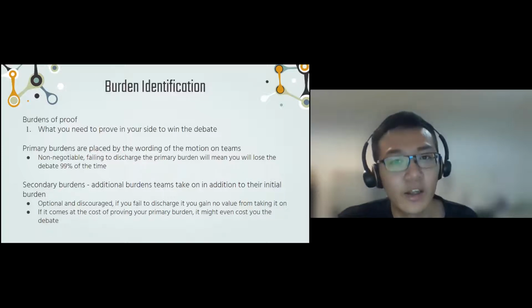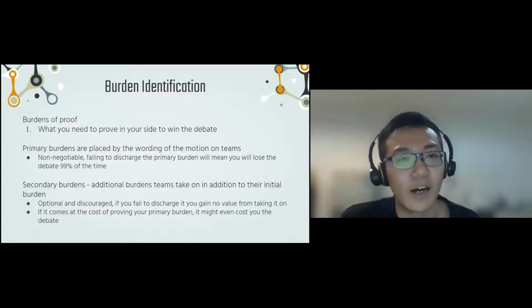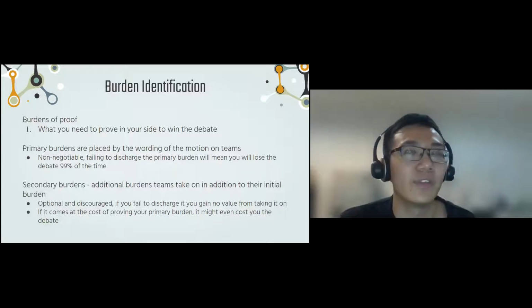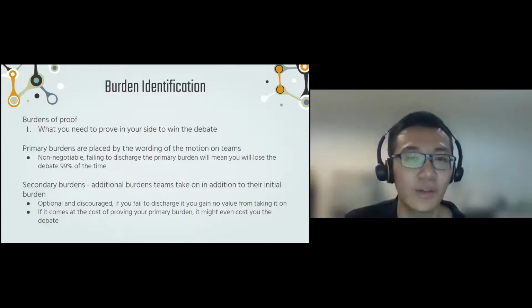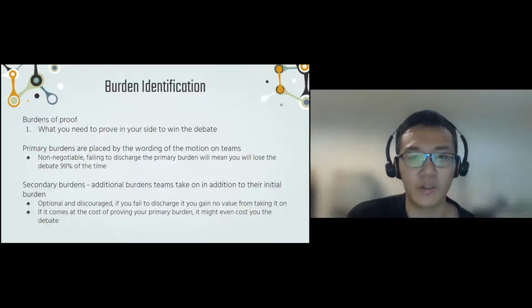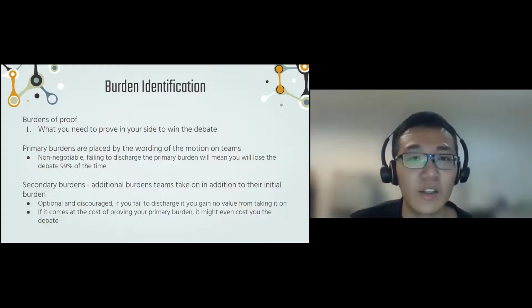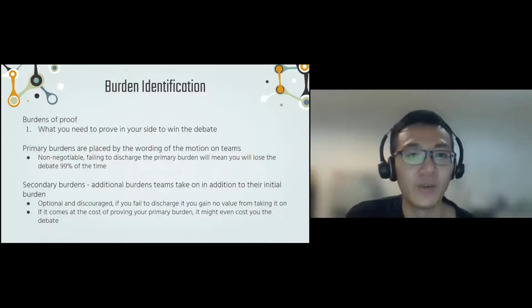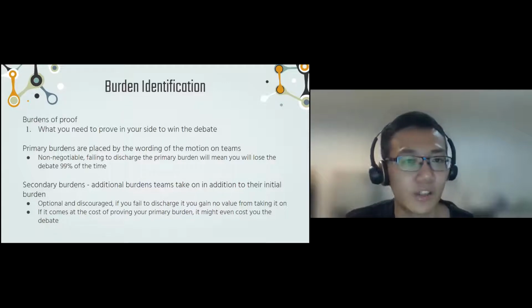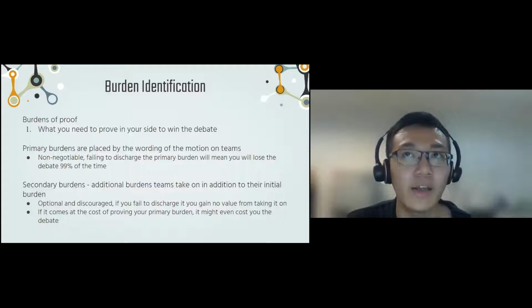Just one thing important to note, if you take on a secondary burden, but you fail to discharge it, you don't lose the debate outright. Instead, talking about these things, like the 2 to 3 minutes of a 7-minute speech that you spend talking about it, it just does not bring you any value, especially if the opposition is able to wash it out or just to disprove it altogether. So that's why it's not going to lose you the debate.